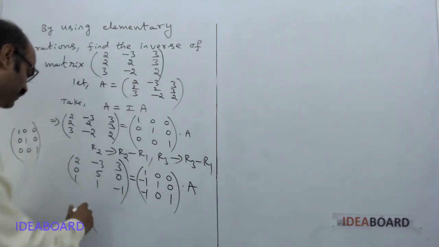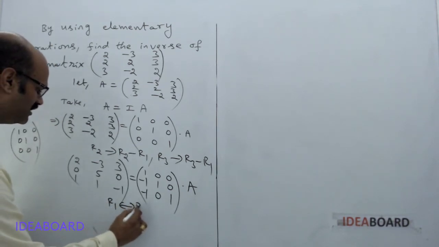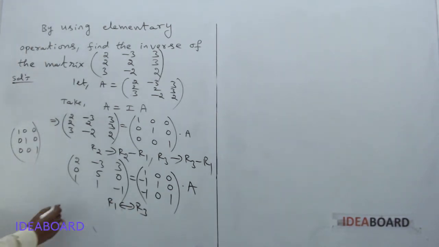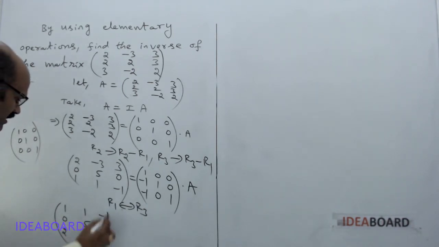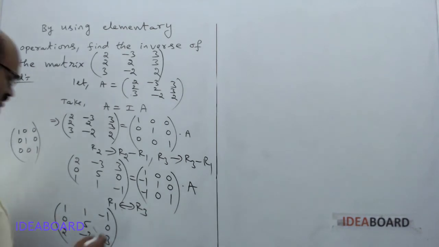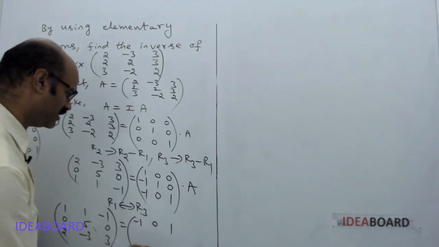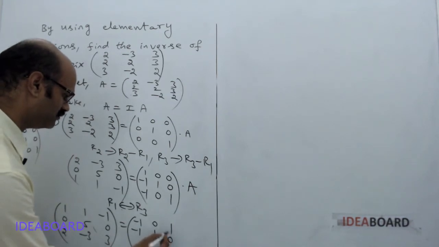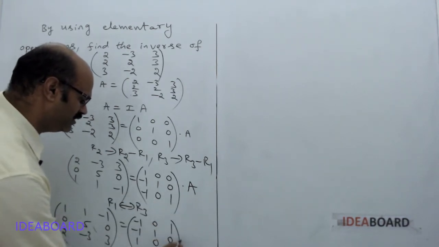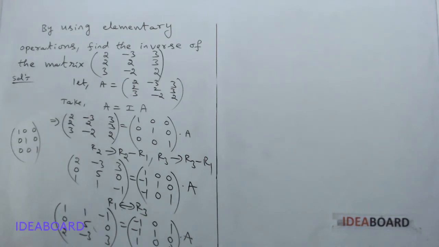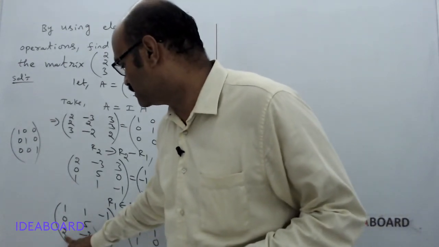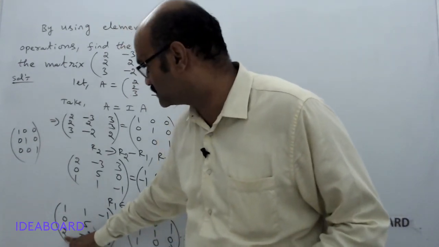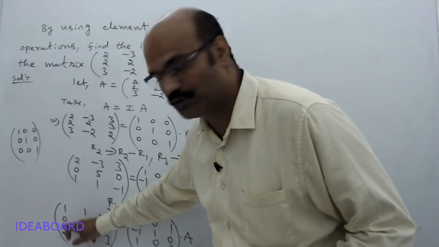Then if you interchange, we get R1 and R3 should be interchanged. Then we get 1, 1, minus 1, 0, 5, 0, 2, minus 3, 3 equal to minus 1, 0, 1, minus 1, 1, 0, 1, 0, 0 into E. Therefore, it implies, now here we should get 0. So to get 0 in this place, 2 minus 2, 0.